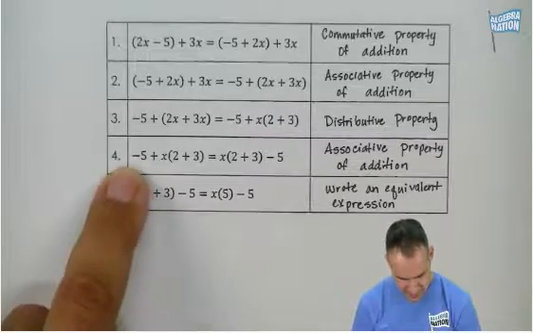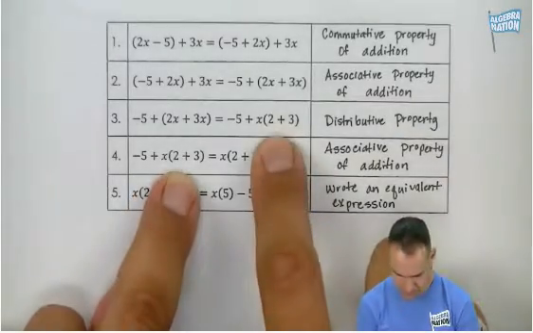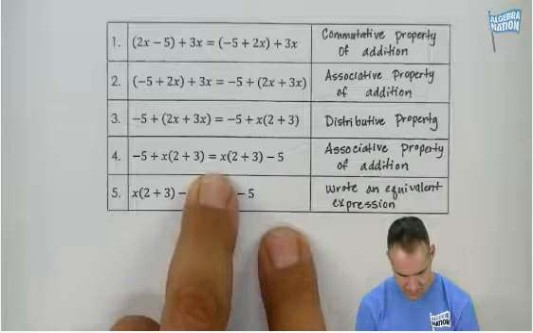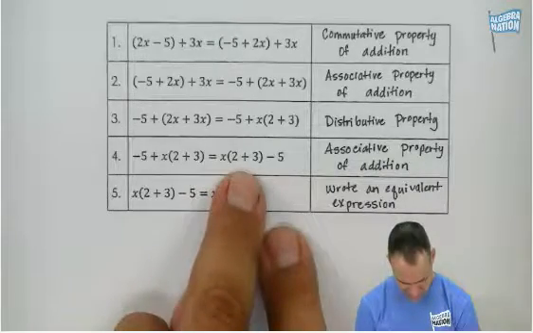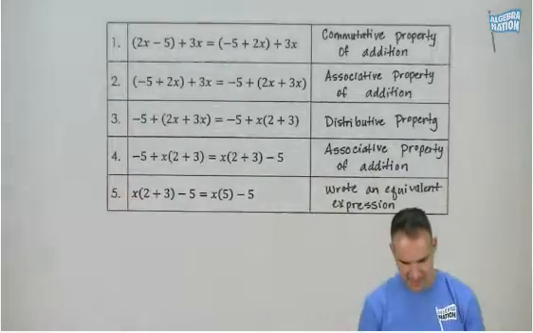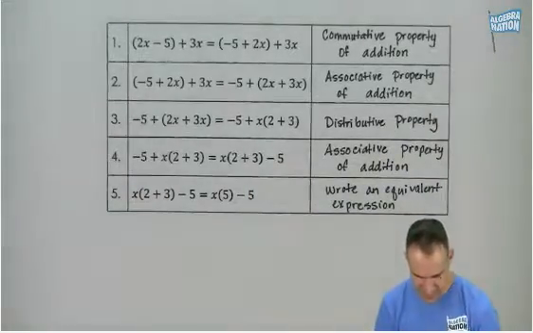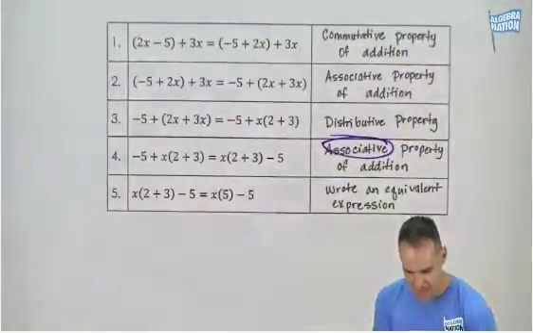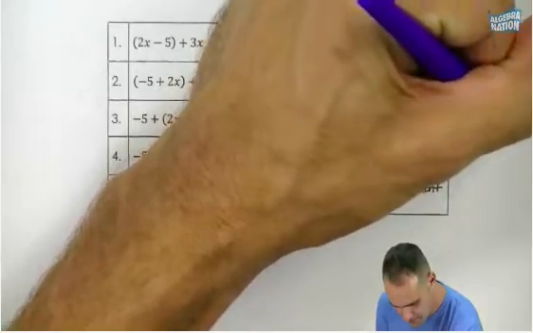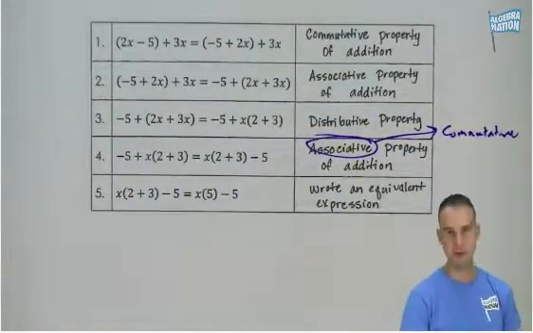Negative 5 plus x times 2 plus 3, okay, we're still good there, equals x times 2 plus 3 minus 5. Okay, that's fine. Just switch them. It's like adding negative 5. That'd be the commutative finally. So identify. That one should be the commutative property of addition. Okay, let's keep on going.